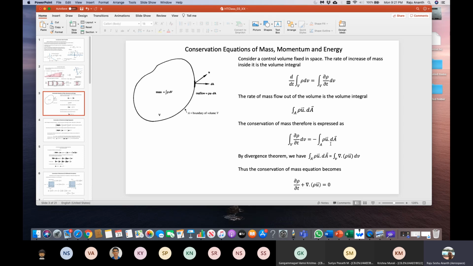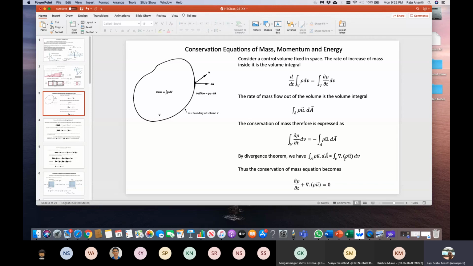So I need to convert this into a volume integral. The divergence theorem is going to be applied here. So the area integral is converted to, remember, this becomes a scalar because I've already taken the dot product here. This is a scalar. So similarly, this has to be scalar.